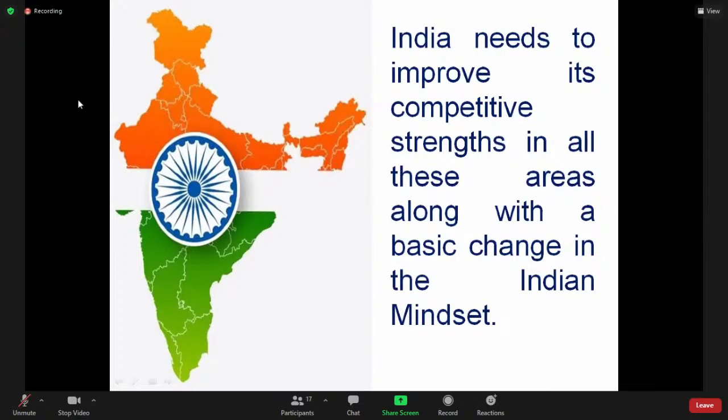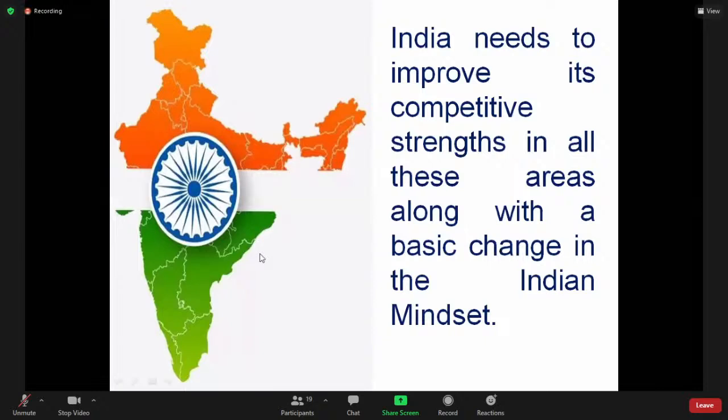So, in our country, India needs to improve its competitive strength in all these areas, along with the basic changes in the Indian mindset. We should not depend upon ready-made technology or second-hand technology from other countries, which was happening in the last 10 to 20 years. But now the time has changed. The Youngistan people, like all the new students and the young people, are changing the situation of our country, because they have changed their mindset towards the patent, right?